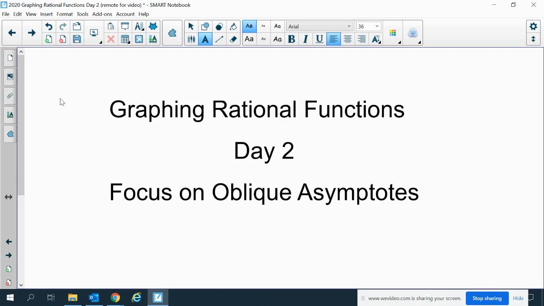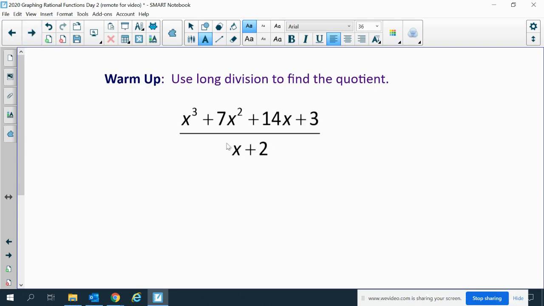This video is on rational function graphing. We're going to focus on oblique asymptotes today. First, we're going to warm up by using long division to find the quotient.